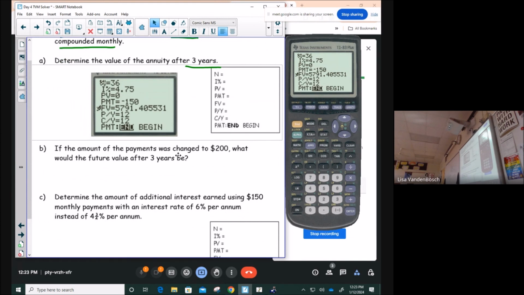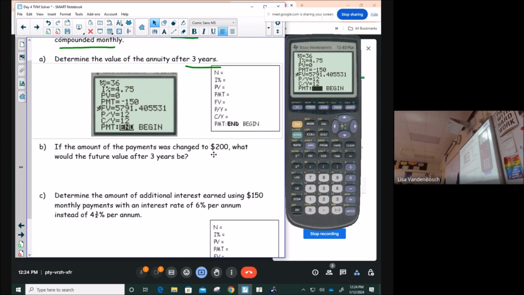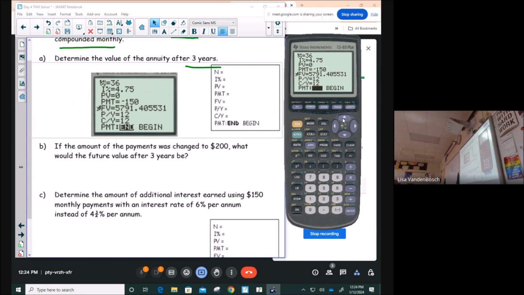If the amount of the payment was changed to $200, how much would we have after 3 years? So change your payment to $200 a month. So what am I changing if I'm changing my payment to $200 a month? PMT, yep. So I'm going to go up to my PMT. And what am I going to put in? Negative 200. Good. PMT always has to be negative.